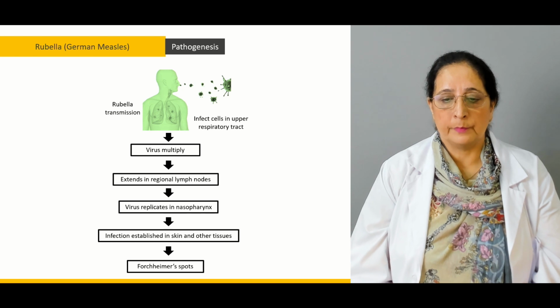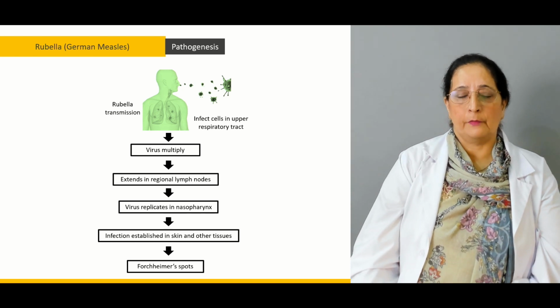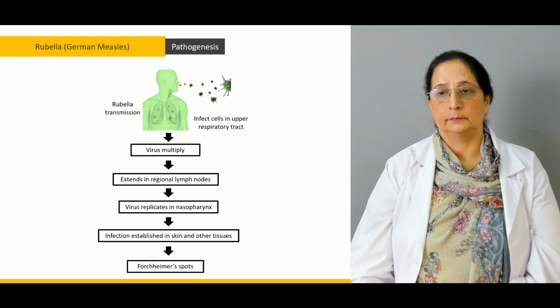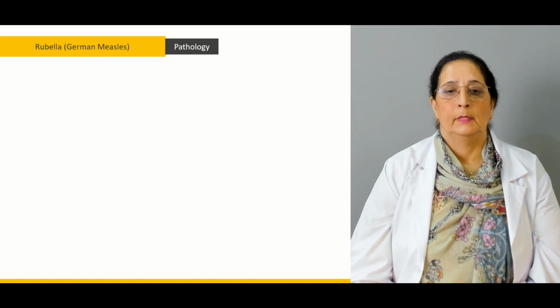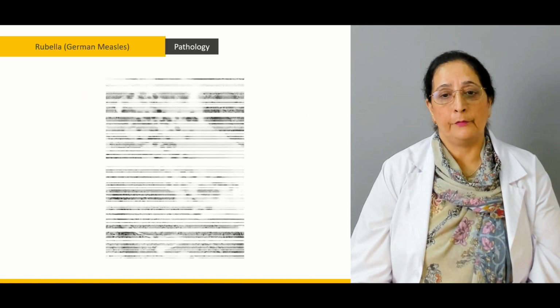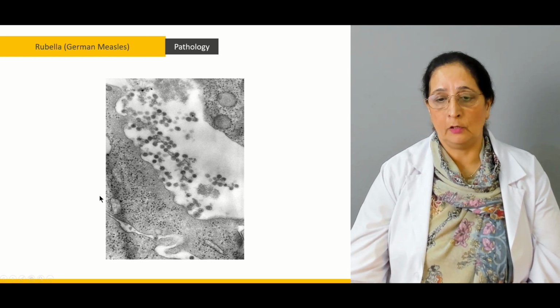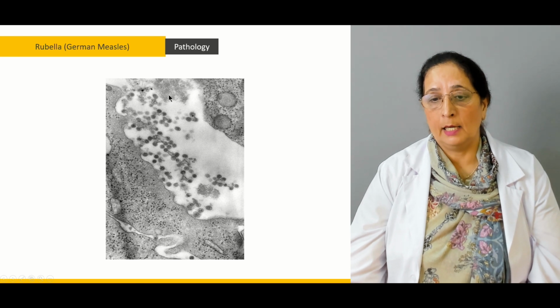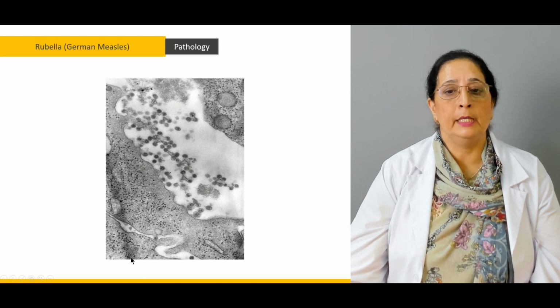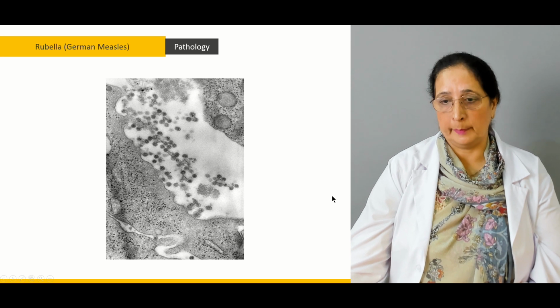And then it forms the Forchheimer spots. Now, the pathology of rubella, or German measles: that's the histological slide of a patient with rubella, or German measles.